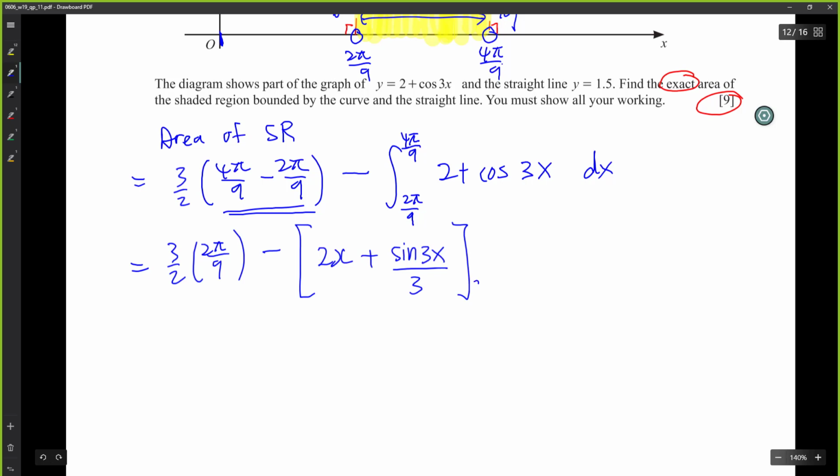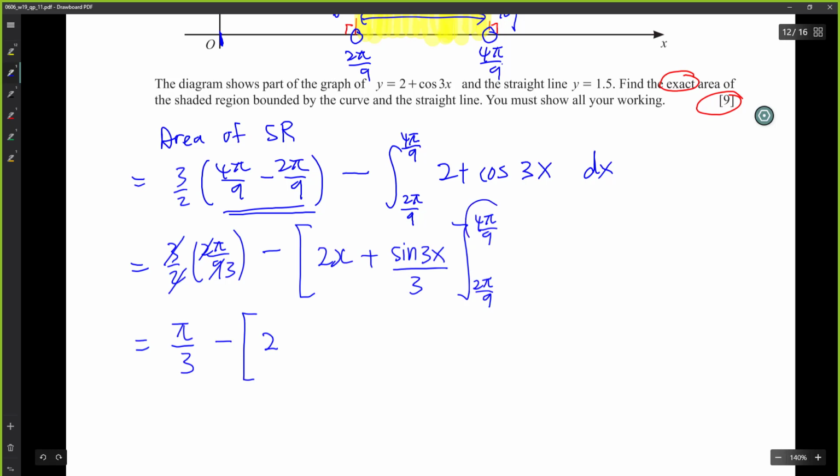Make sure you don't make a mistake here. 4 pi over 9. Alright, now I can simplify in the next step. 3 and 9 I simplify, left a 3. 2 and 2 I simplify, I get pi over 3 here. And then here, yeah, no choice but to solve it manually.